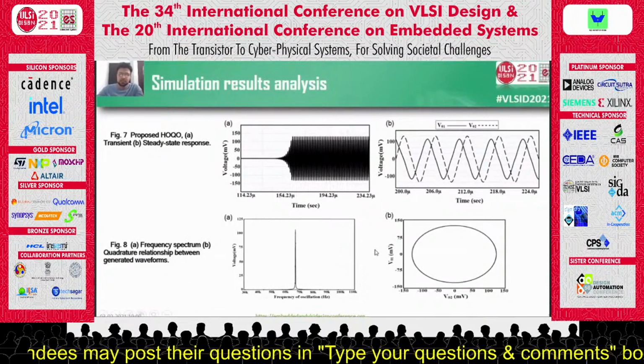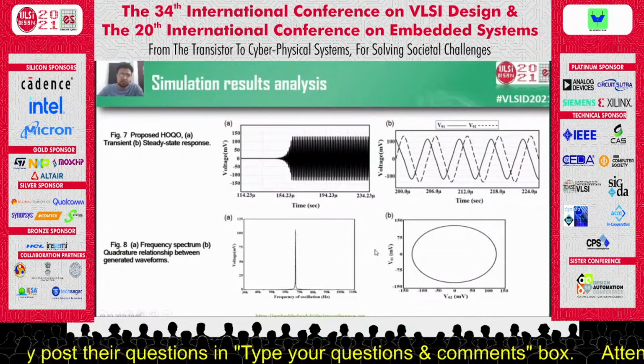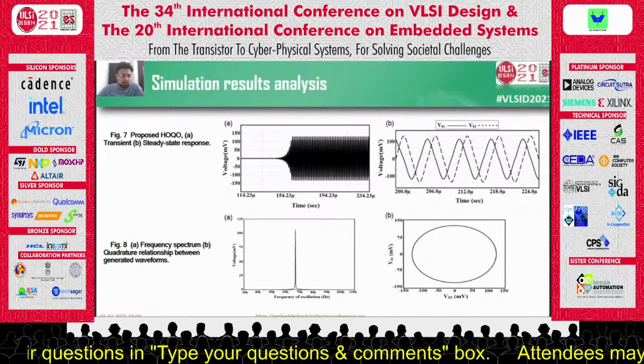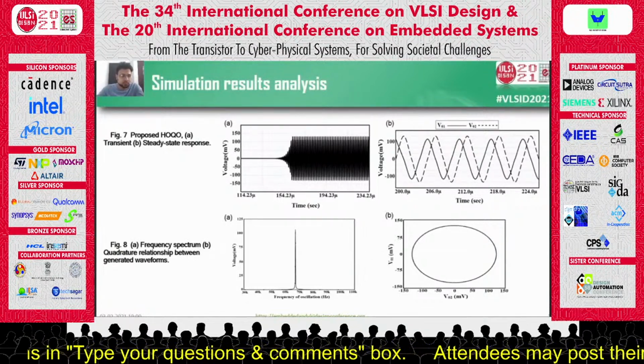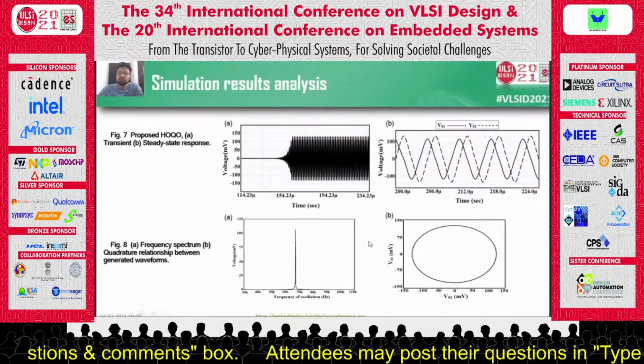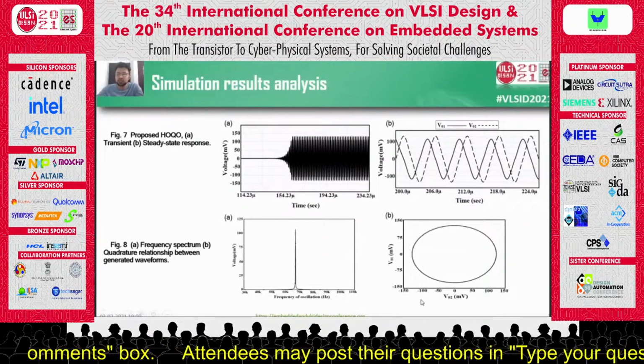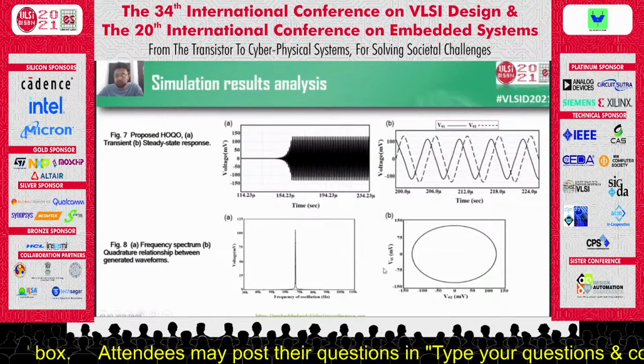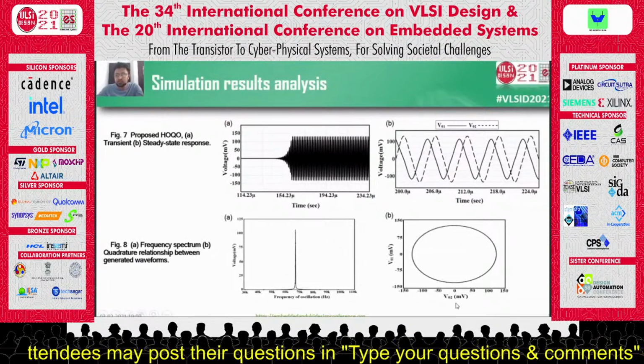So this is called the Lissajous pattern. This is basically calculated to check the phase difference between two sinusoidal signals having the same frequency. As these two terminals have the same frequency, this provides the Lissajous pattern. This is the V01 terminal. This is the V02 terminal.